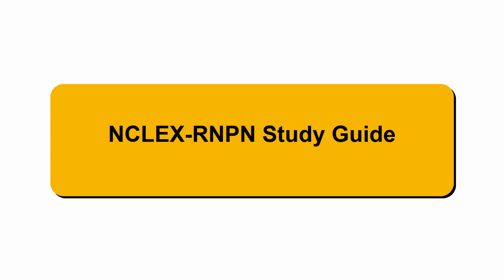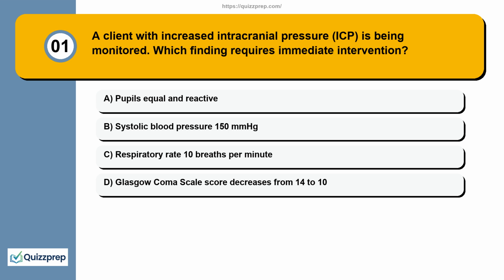Let's begin. Question 1. A client with increased intracranial pressure, ICP, is being monitored. Which finding requires immediate intervention? Here are your options. Option A. Pupils equal and reactive. Option B. Systolic blood pressure 150 mmHg. Option C. Respiratory rate 10 breaths per minute. Option D. Glasgow Coma Scale score decreases from 14 to 10.